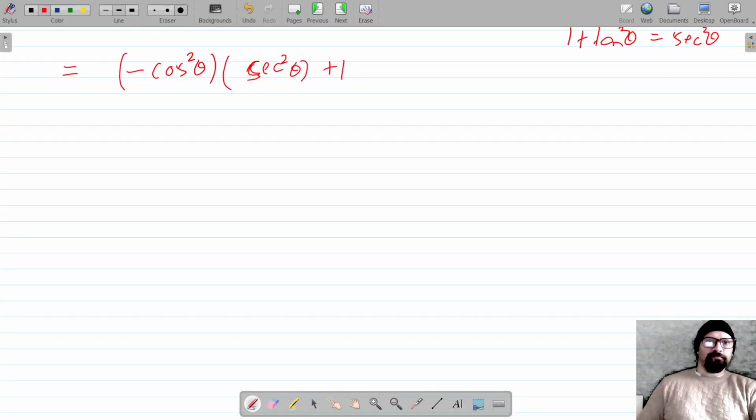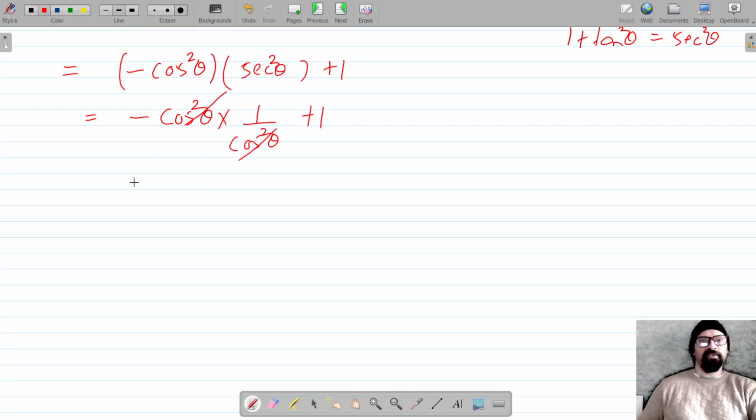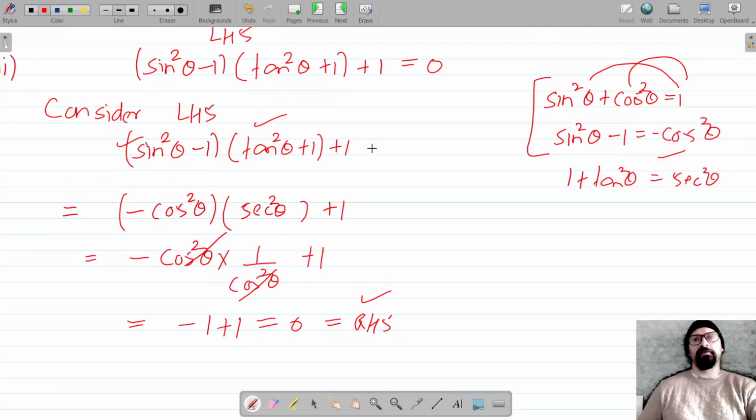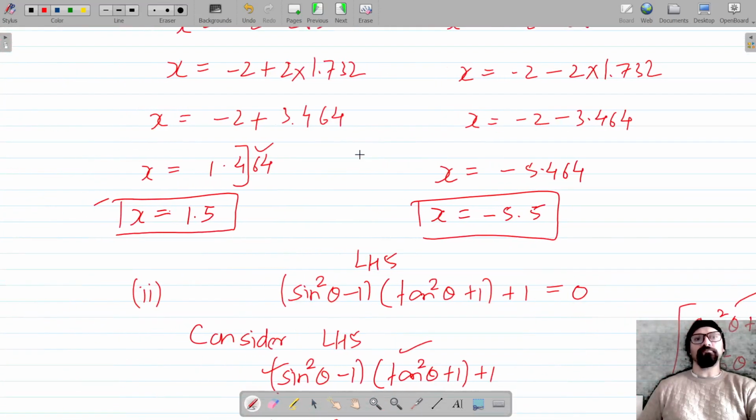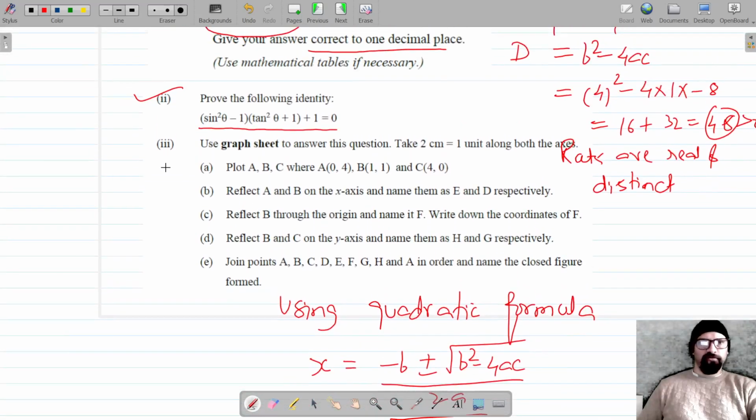Okay, so we know that secant squared theta is 1 upon cos squared theta, plus 1. This gets cancelled. This is equal to negative 1 plus 1, which is equal to 0. So that is equal to RHS. So hence it is proved. Okay, so second part is also done.